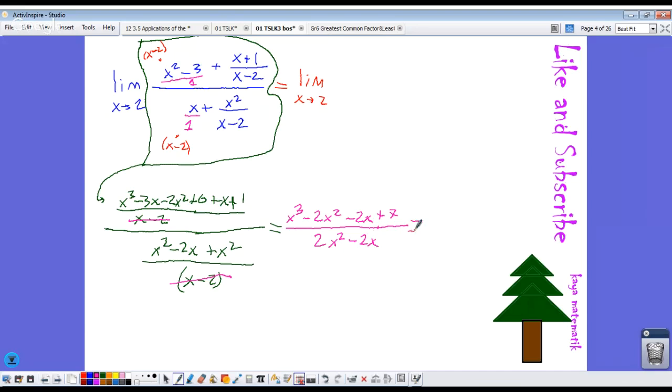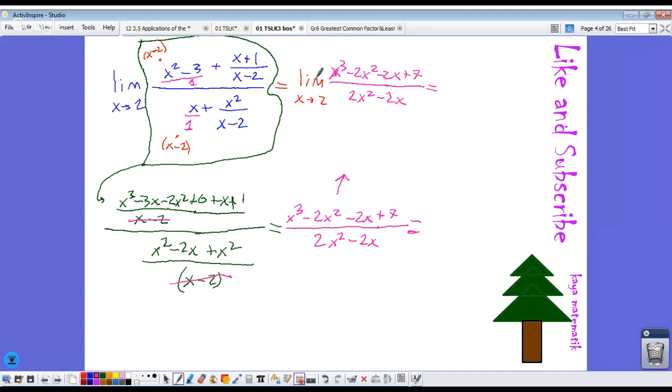So right now, let's try to calculate it verbally. What if I put the number 2 in here? Also in the denominator, let's take only the denominator. 2 squared is 4, 2 times 4 is 8, 2 times 2 is 4, so 8 minus 4 is 4. So there is no 0 in the denominator, so it's not a problem. So let's replace this one in here. x cubed minus 2x squared minus 2x and plus 7. This is the result of this algebraic calculation. Then 2x squared minus 2x.